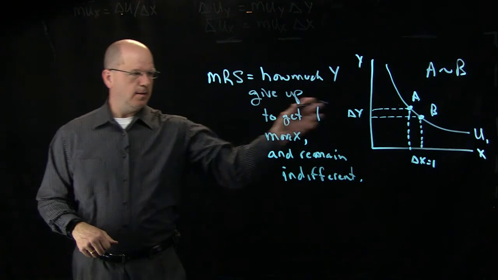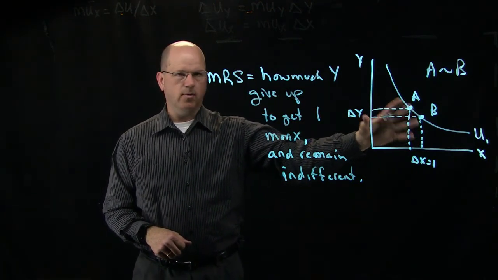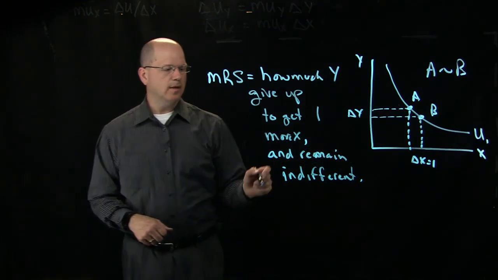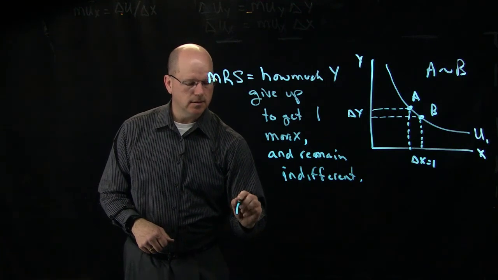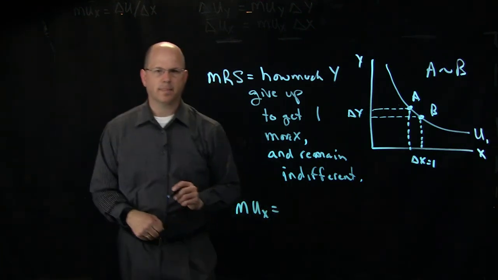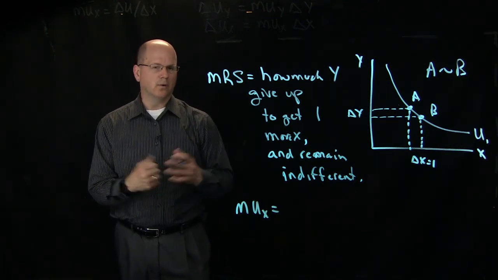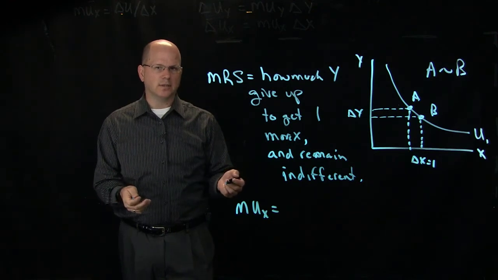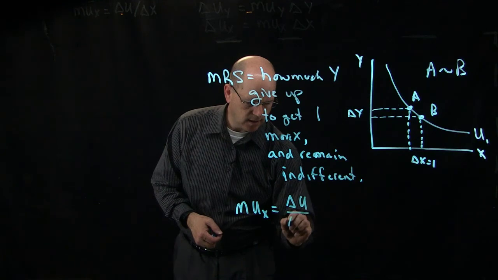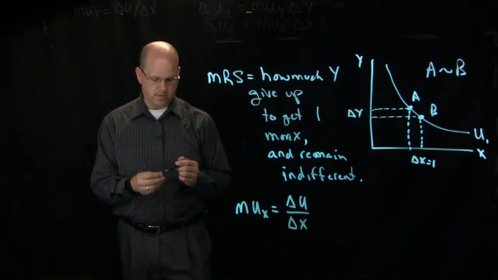So now let's break this down a little bit more. Let's dig into a little bit more about what's going on in this graph. Okay? And one thing that we haven't talked about yet is the marginal utility of either good X or good Y, but we'll start with good X. Well, what do we know about the concept of marginal utility? Well, that is the change in utility divided by the change in good X, right?